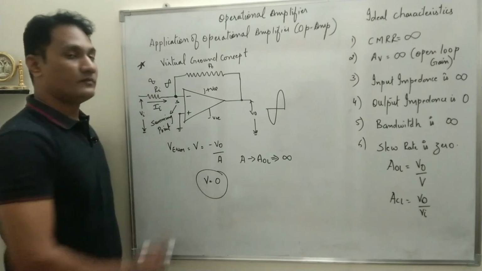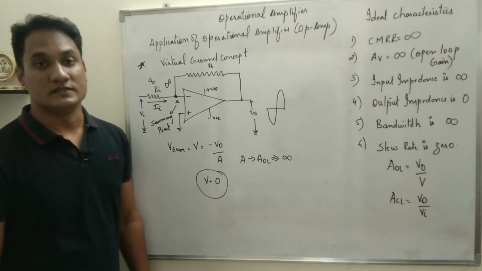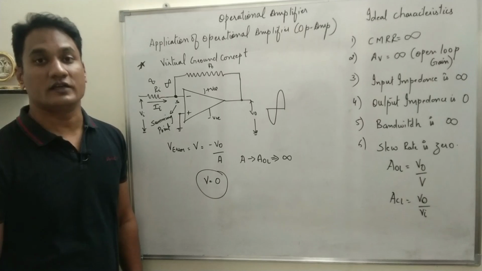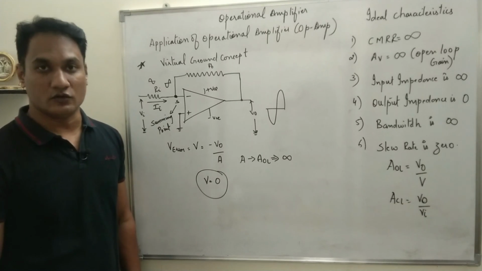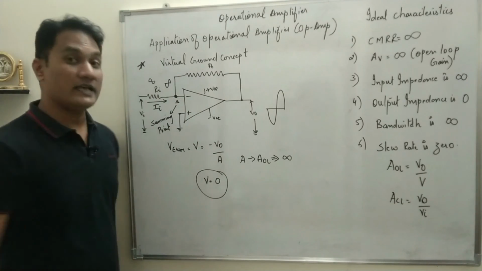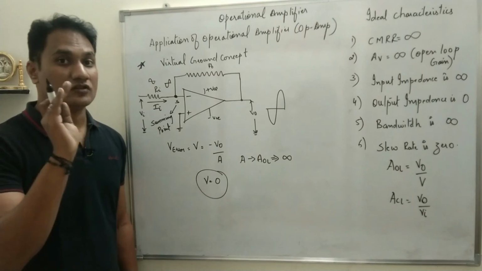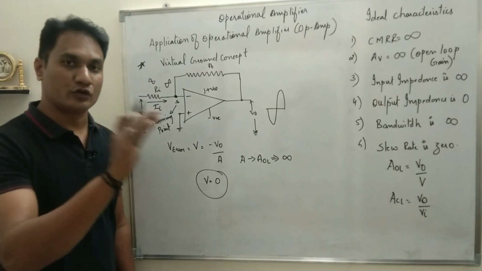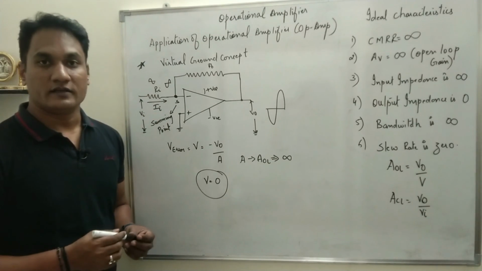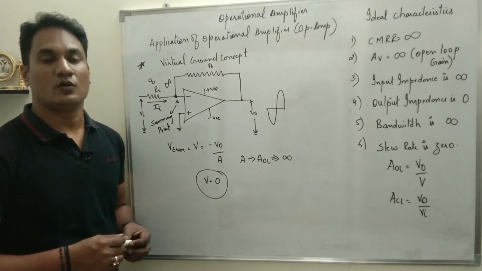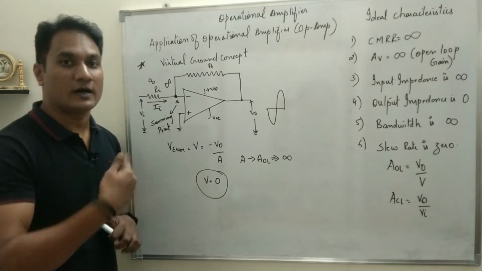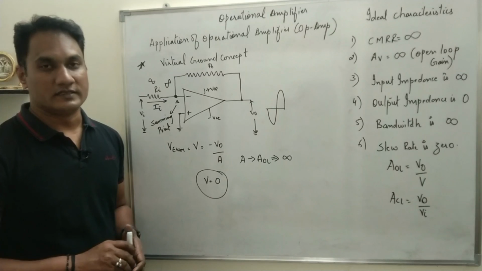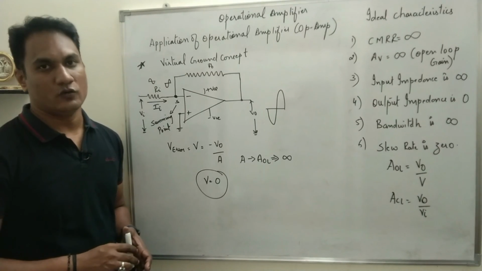Current, we have already proved, will be zero at that point. So if current and voltage at that point are zero, that is why this point is called virtual ground. Though it is not directly connected to ground, the potential and current at that point are zero. So this is the virtual ground concept, which we will apply in all the applications wherever it is necessary. I hope you have understood.